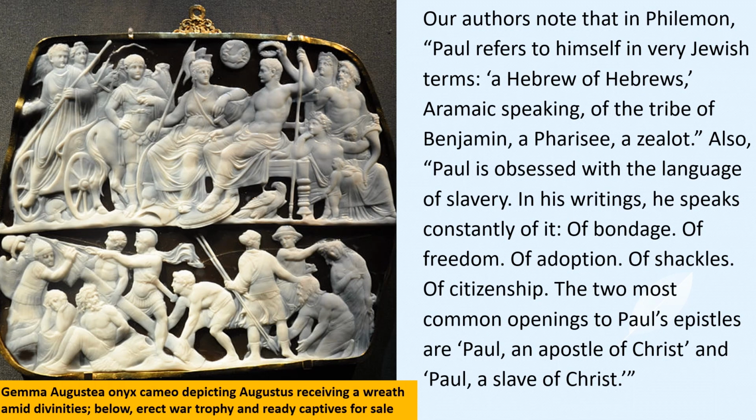Our author notes that in Philemon, Paul refers to himself in very Jewish terms: a Hebrew of Hebrews, Aramaic speaking, of the tribe of Benjamin, a Pharisee, a zealot. Also, Paul is obsessed with the language of slavery. In his writings, he speaks constantly of it, of bondage, of freedom, of adoption, of shackles, of citizenship. The 2 most common openings to Paul's epistles are Paul, an apostle of Christ, and Paul, a slave of Christ.